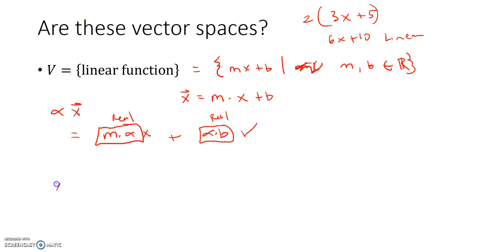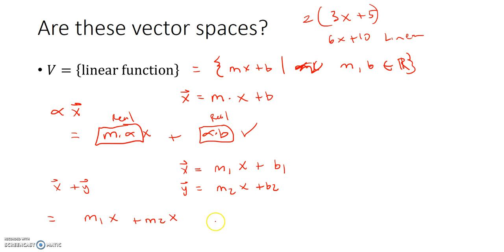Similarly, if I now take two linear functions, I'll call them x and y, and add them together. Now this gets a little tricky because you've got to watch your notation and think about what you're saying. Let x be the linear function we'll call m1 x plus b1, and we'll call the vector y the linear function m2 x plus b2. If I add these together, then I get m1 x plus m2 x plus b1 plus b2.